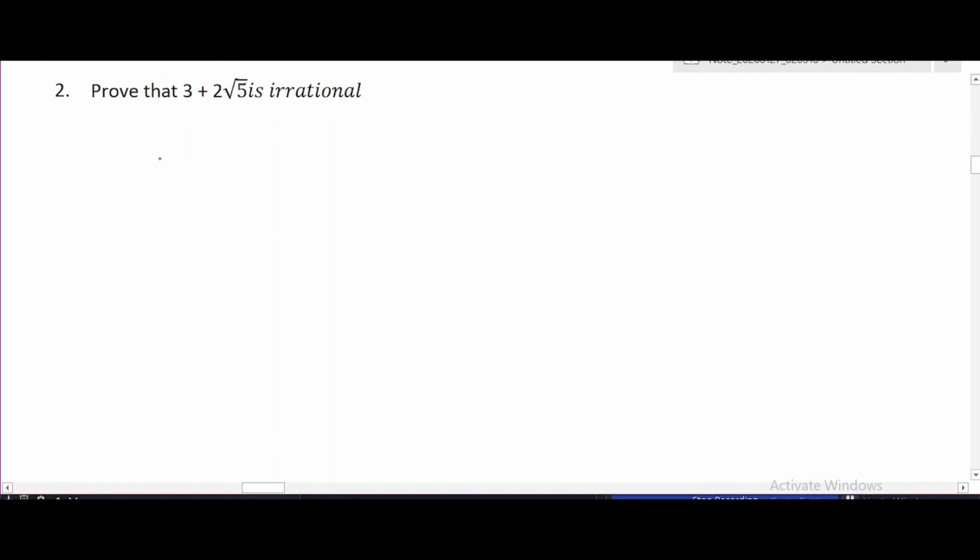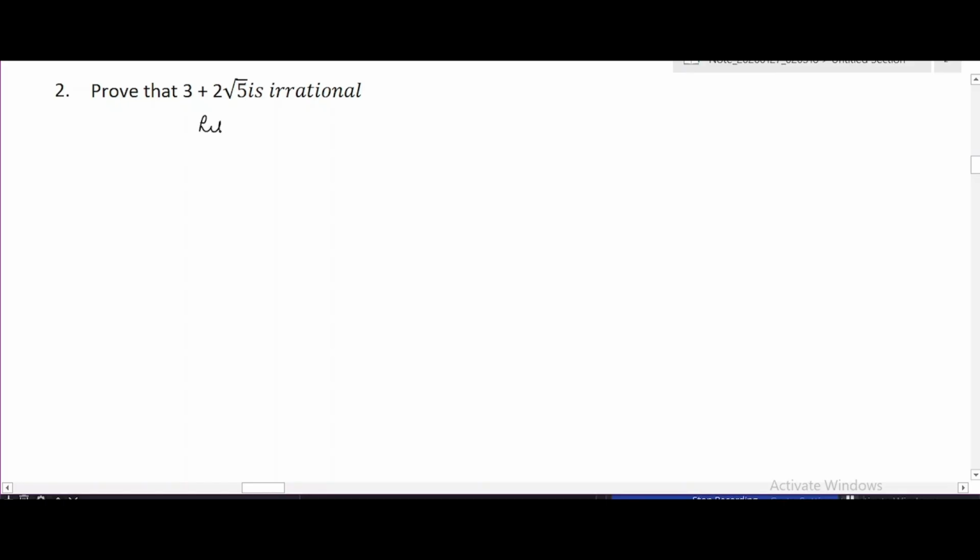Second sum, 3 plus 2 root 5. This is what I said. Here you have 3 plus 2 root 5. Here also you have to write the same proof as for root 5. I'll tell you how to write, I'll just write the sum. So this is very easy. Once you learn that format properly, you can attempt these sums, which are all very easy for you.